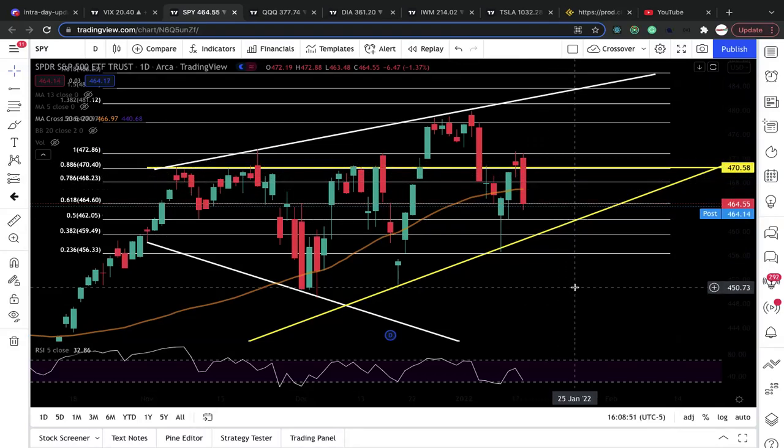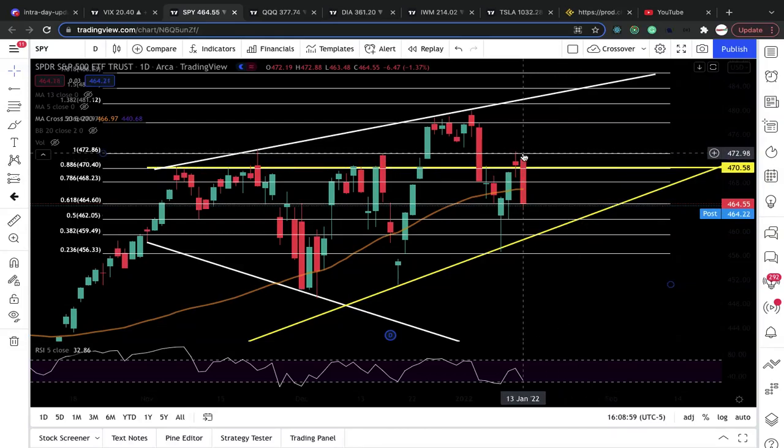All right. What would change my mind? Like I said, above 470.5. Preferably at this point, this 472.8 level. We tried it twice and failed. That was the high of today as well. Tried it twice and failed. So definitely above that would definitely put new all-time highs in play.